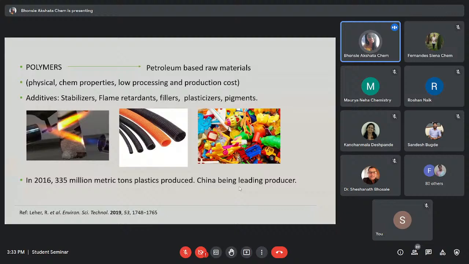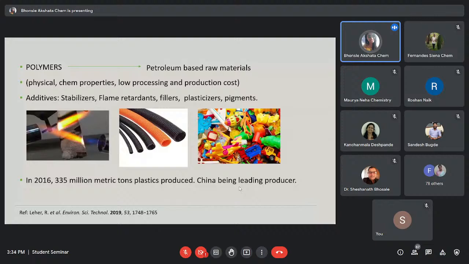And these plastic materials are added with additives during their formulation. Now, these additives are stabilizers, flame retardants. Stabilizers are the substances which are added to render stability to the final product, so that it remains stable under fluctuations of temperature or anything. Then flame retardants basically make the substance resistant to flames. Fillers, plasticizers. Plasticizers render flexibility to the final product, as you see in the pipe picture. So plasticizers are added, and the pigments which render color to the plastic, the microplastic.